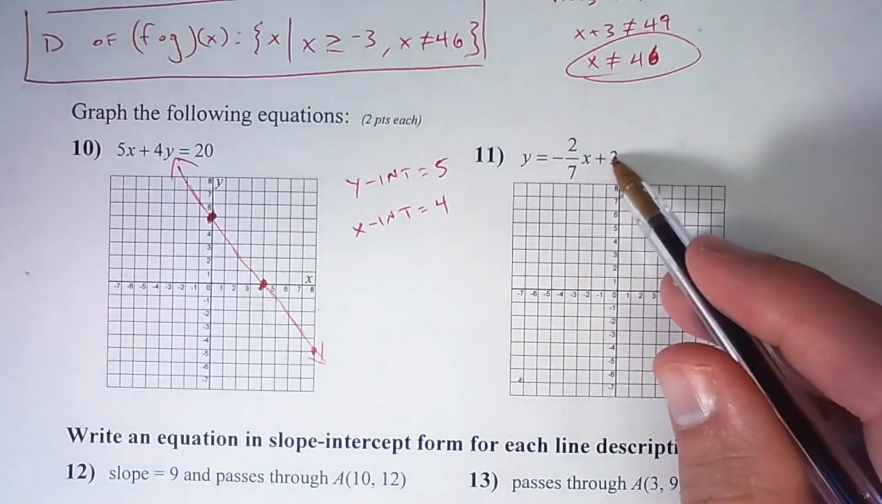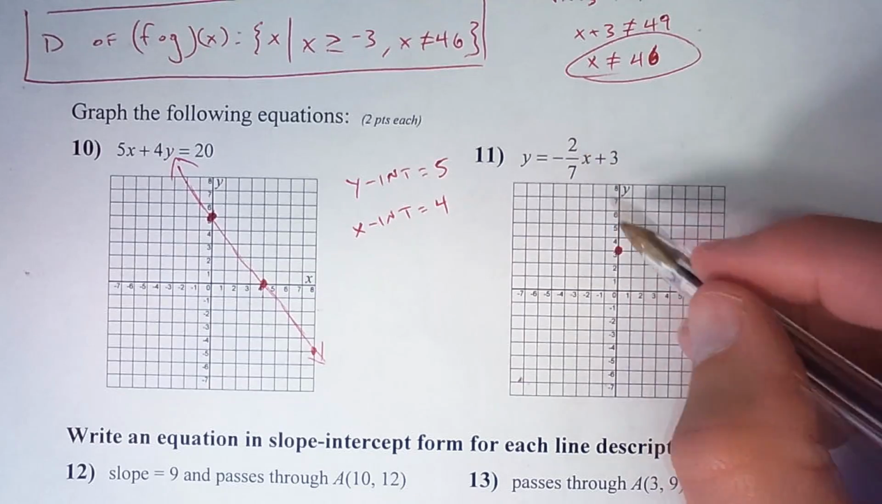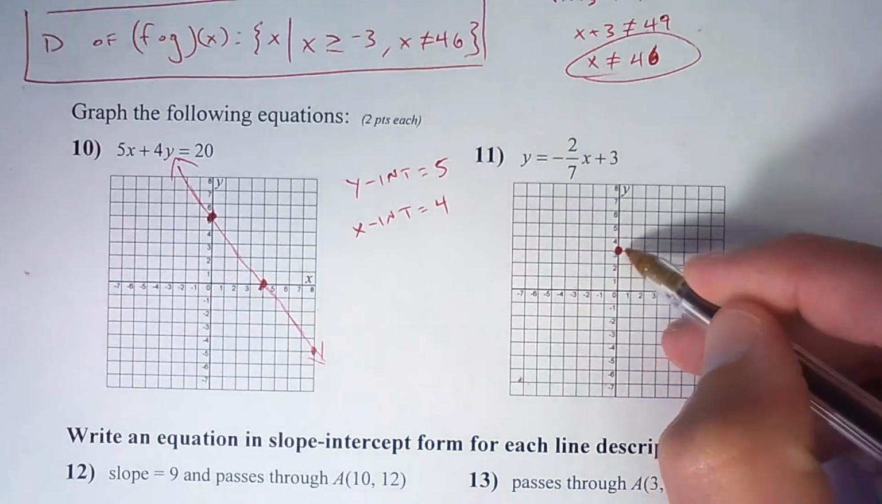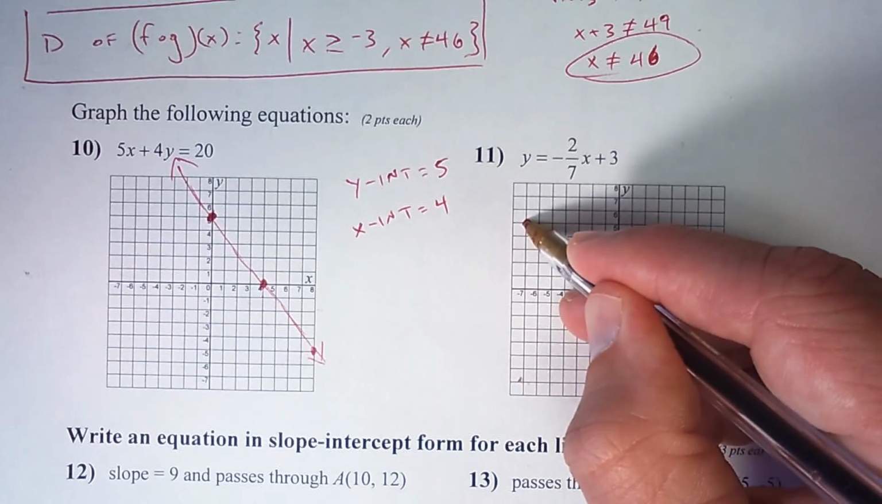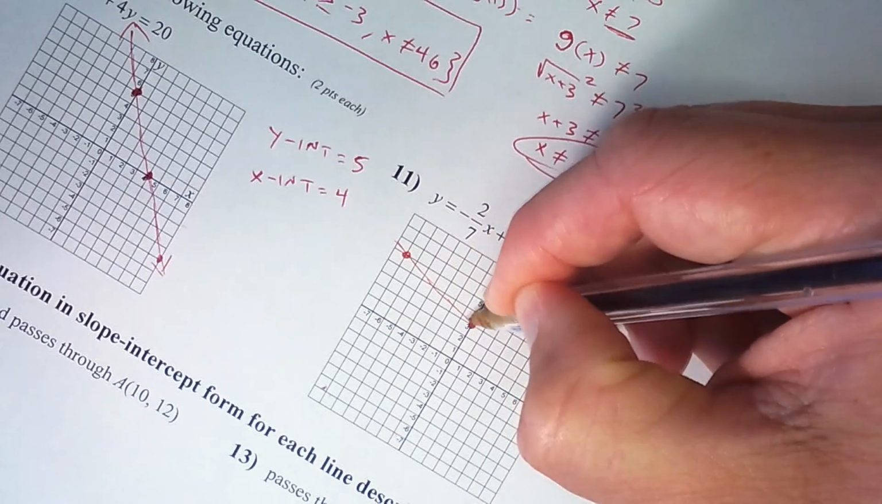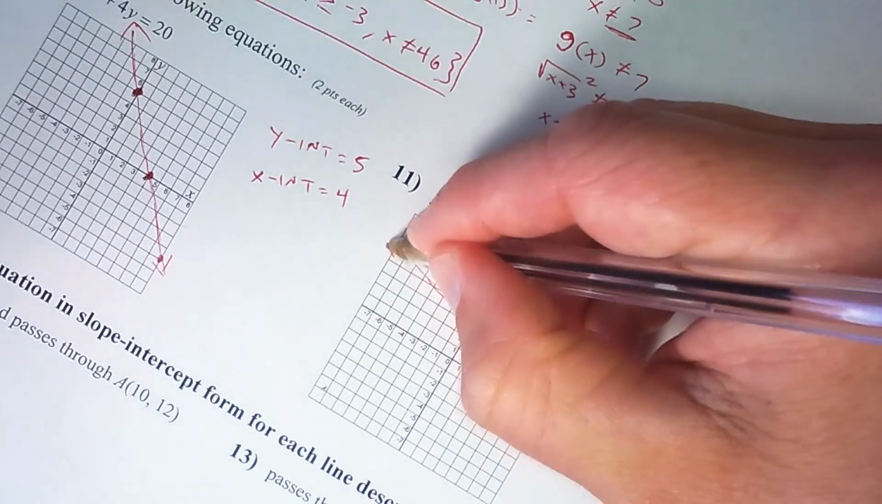Number 11, we're given the y-intercept is 3. The slope is negative 2/7, so down 2, right 7, which means I could also go up 2, left 7. And there is my line for number 11.